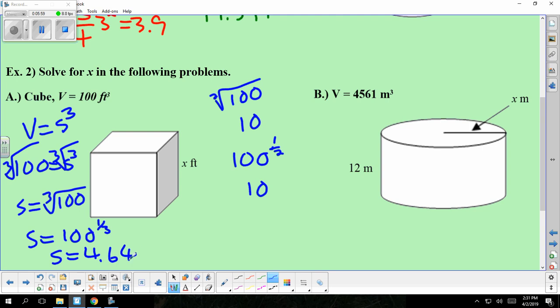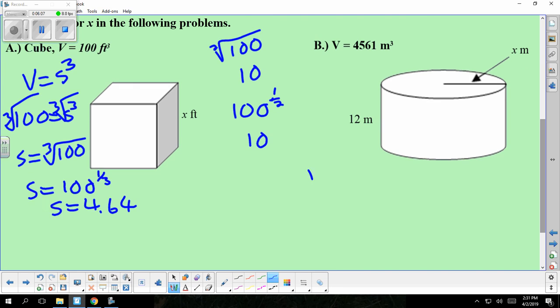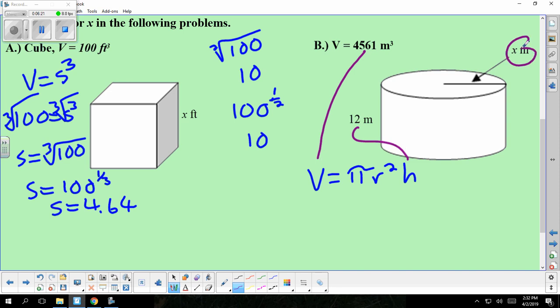All right, let's go backwards. In this one, I want to figure out the radius. So remember the volume of a cylinder? Pi r squared times the height. Here I'm given the height, I'm given the volume, and then I want to solve for the radius. So we have 4,561 equals pi times r squared times 12.